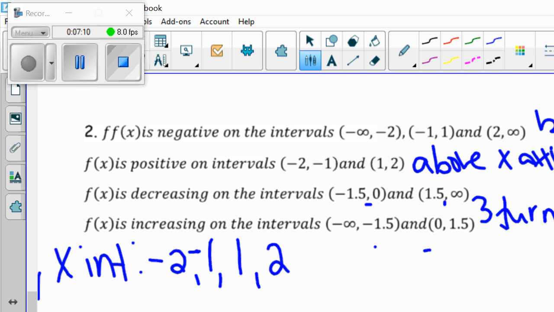So up to 1.5, and then starts decreasing again. So my graph is going to look something like that. Again, this is simply a rough sketch, not anything definitive. Okay? But we see that we are below the x-axis on all of the intervals it told me. We're above the x-axis on the intervals it told me. We're decreasing and increasing, and we have those 3 turns.